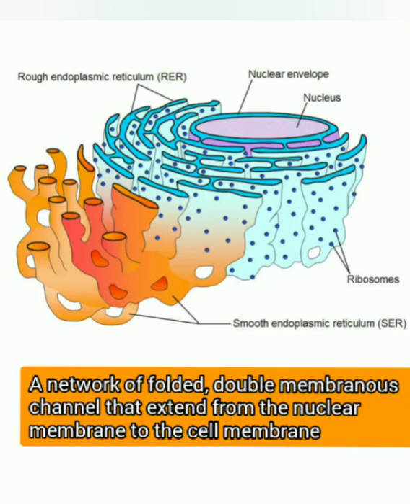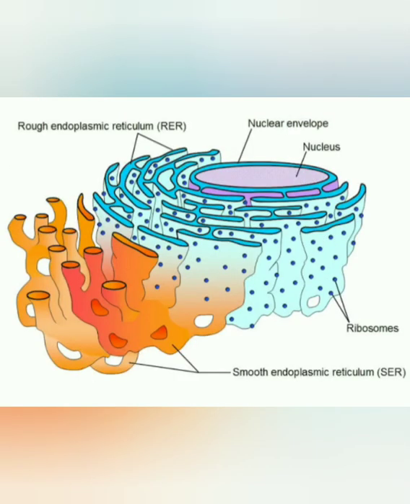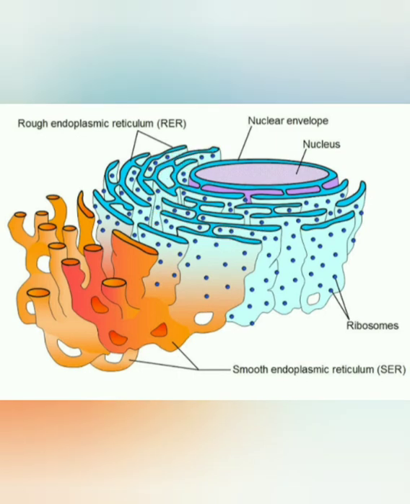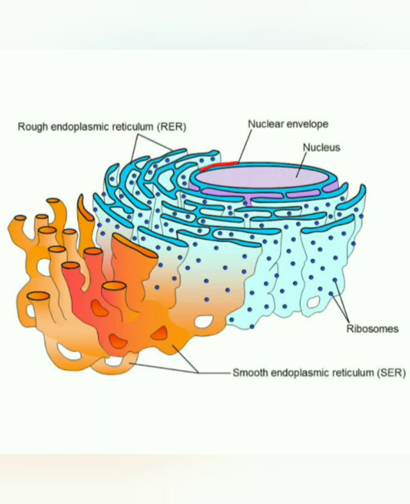So endoplasmic reticulum is a network of folded, double membranous channels that extend from the nuclear membrane to the cell membrane. So first of all, it is attached with the nuclear membrane. As you can see, this one is nucleus. Next, it is a folded structure. Here you can see the folded structure, and it is a double membrane structure as it has two membranes. It extends from this nuclear membrane to the cell membrane.